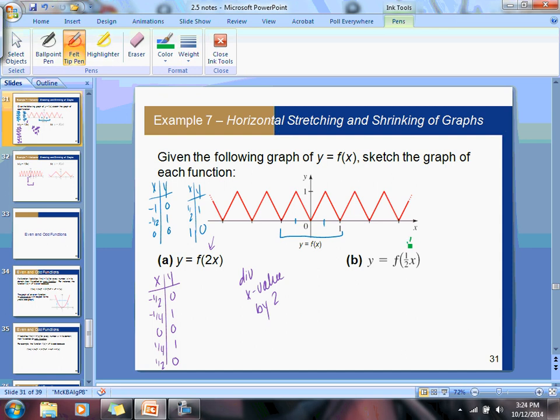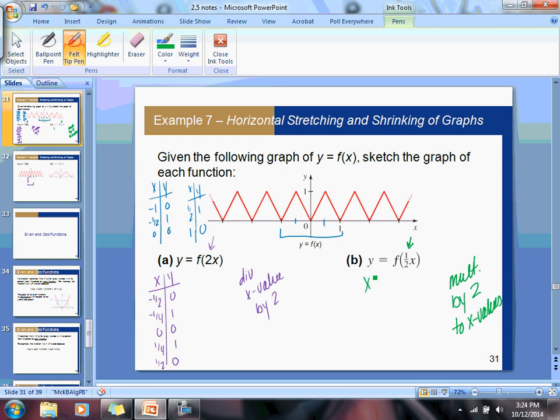So I have this 1/2 in my function, but really what I want to do is I want to multiply by 2. So I'm going to take all my x values, multiply by 2 to the x values.